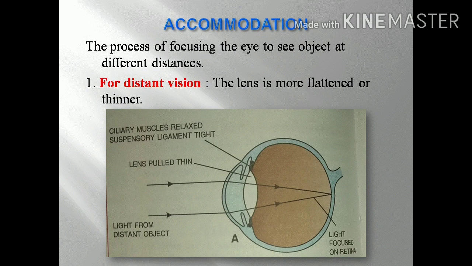When the suspensory ligament is tight, it pulls the lens. This suspensory ligament is attached to the lens region. Here the ciliary muscles are relaxed and the suspensory ligament is tight. When the suspensory ligament becomes tight, it pulls the lens, and when it pulls, the lens becomes flat or thinner. So this is what happens when we see a distant object.